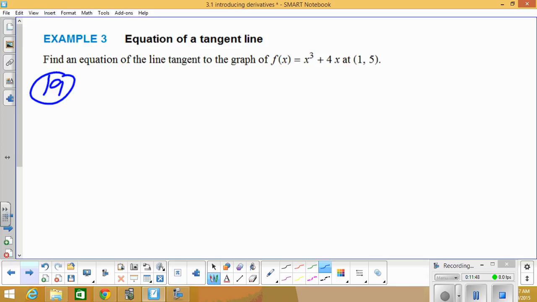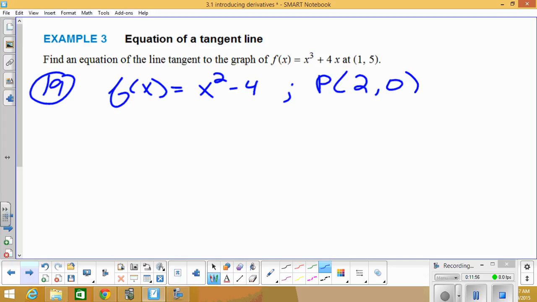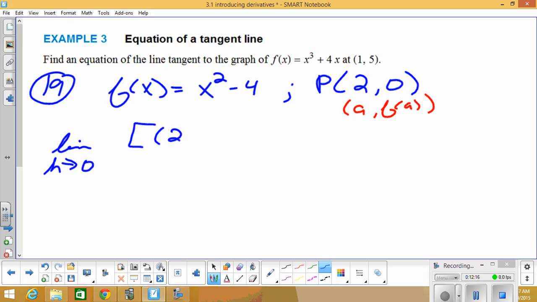I'm number 19. I'm given the function f of x equals x squared minus 4, and the point P where it's (2, 0). Remember, this is really saying a and f of a. All right. So going back to this, let's use this new alternative definition of limits as h is approaching 0. Notice wherever there's an x, I'm going to plug in a plus h.